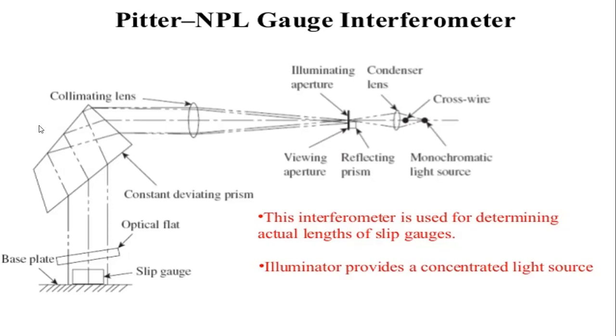So basically in the NPL gauge informator, we are using the monochromatic light source. So this monochromatic light source is used to transfer the light very fastly.